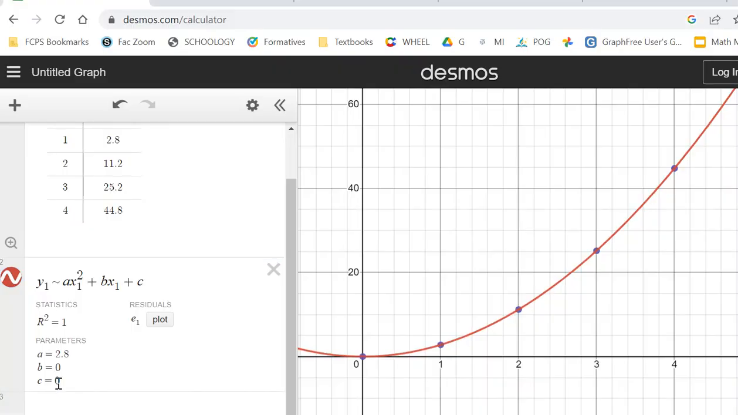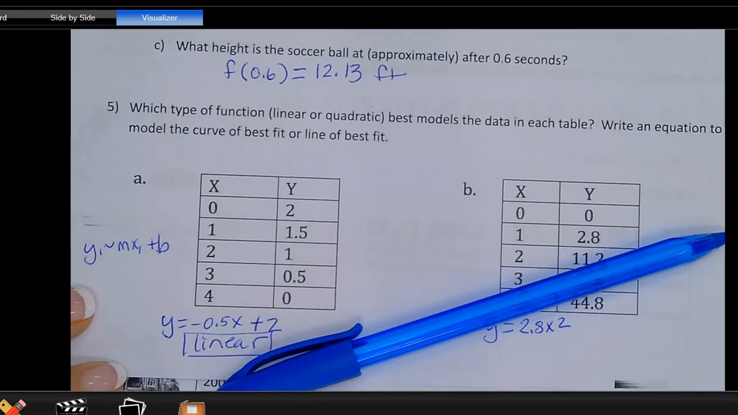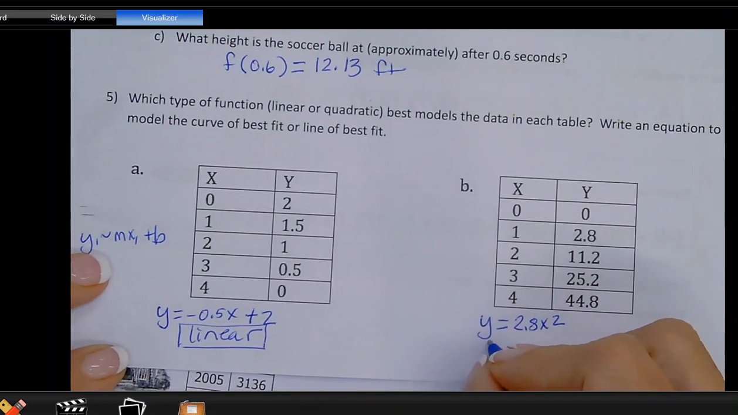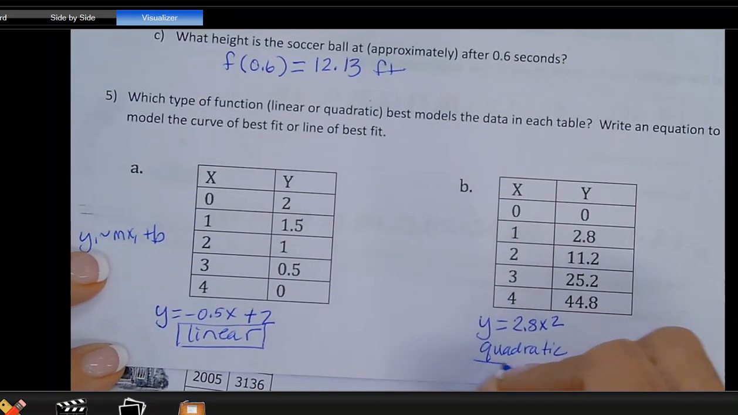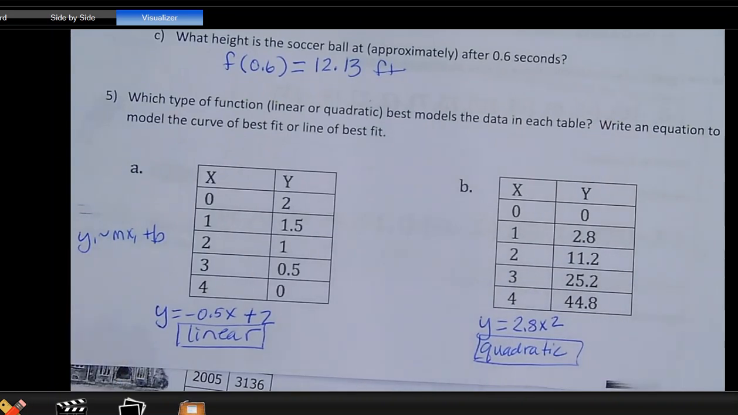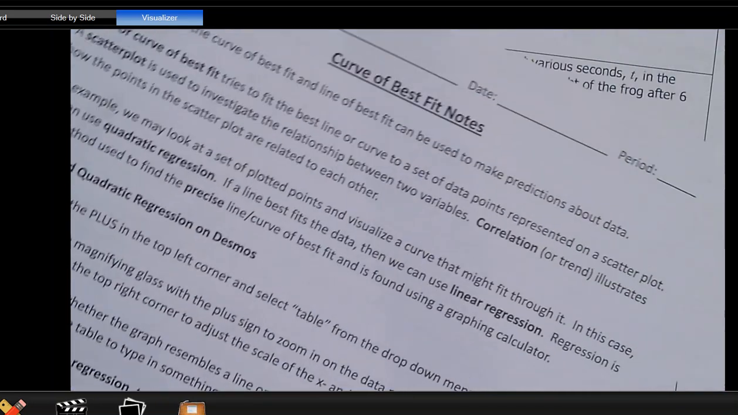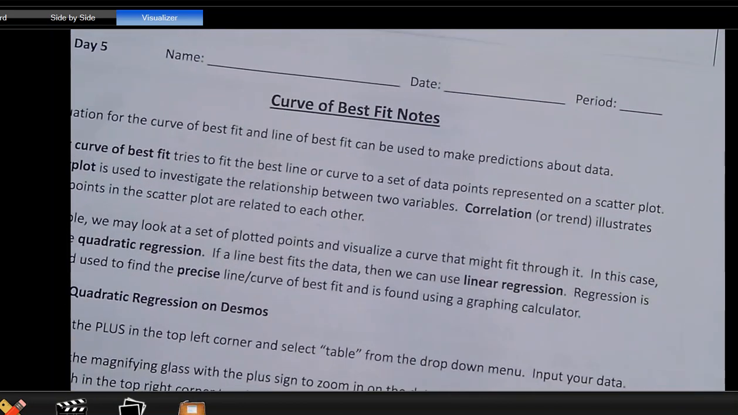So I'm not even going to put plus bx plus c, because it would be plus 0x plus 0, and we don't need to do that. Okay, and this one was definitely quadratic. We could see when we put our points in that it was making a curve in that quadratic fit very nicely. So, all right, those are our problems from our notes that we were working on.